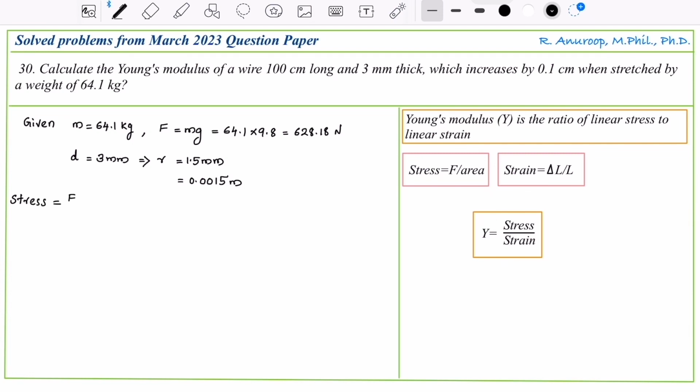Now stress is equal to force per unit area, and that is equal to 628.18 divided by what is area here? Area is the area of cross section, that is pi r square. Here radius is 0.0015. Therefore stress is equal to 628.18 divided by pi into 0.0015 square, that is equal to 8.89 into 10 raised to 7 Newton per meter square. That is stress is equal to 8.89 into 10 raised to 7 Newton per meter square.